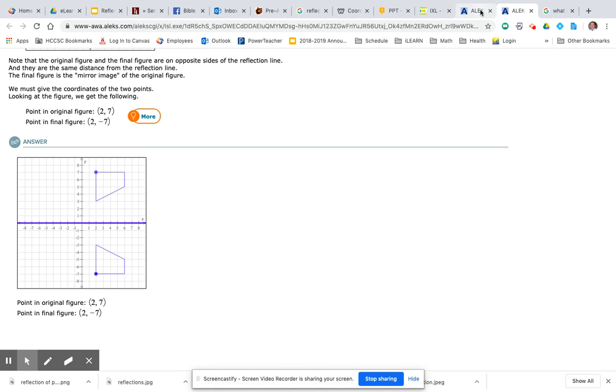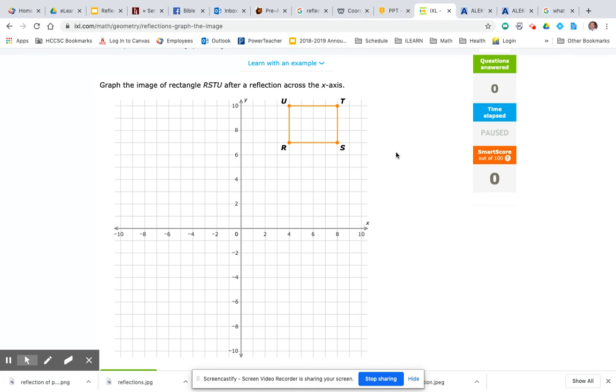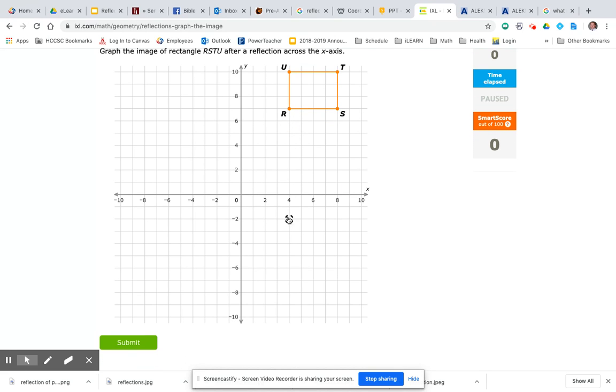Okay, so then the third type of problem you're going to have is where you have to draw the new image. And so this one here says that you have RUTS, and we're going to reflect it across the x-axis. So instead of 7 units up, we're going to go 7 units down. And then you can kind of look at the picture here and see how it's 1, 2, 3 units tall. That's how I can kind of tell.